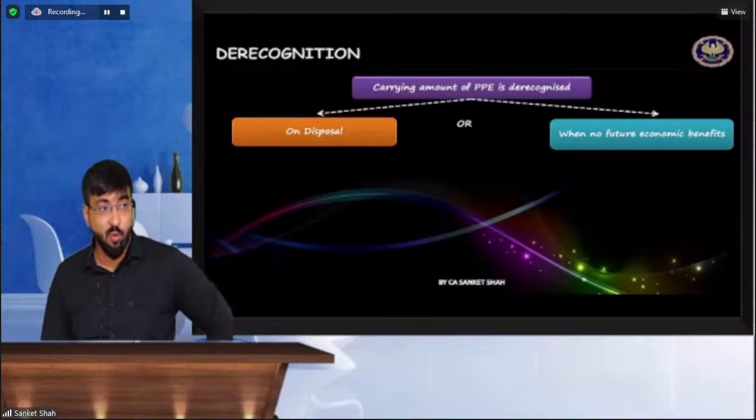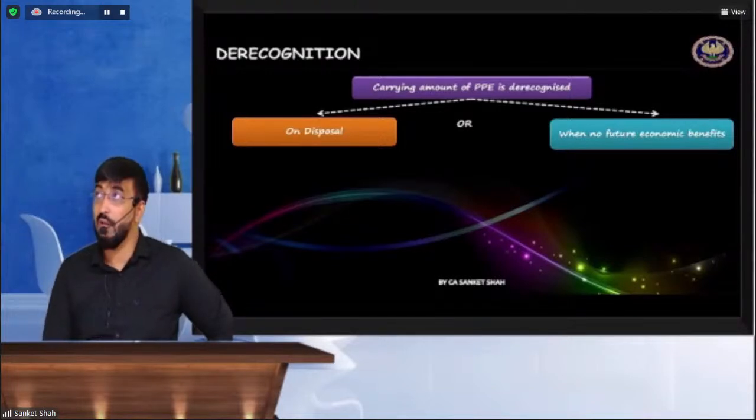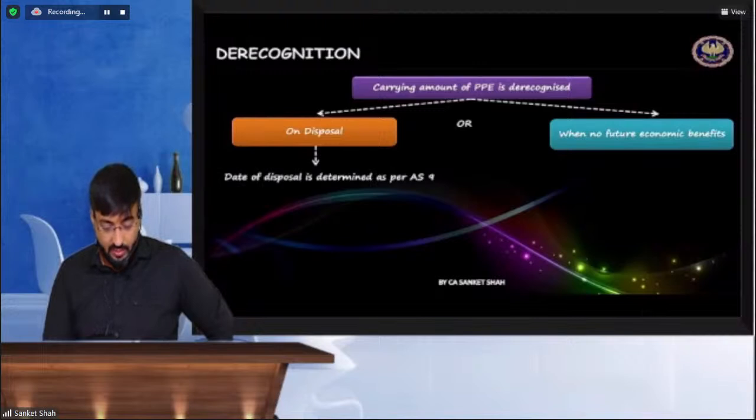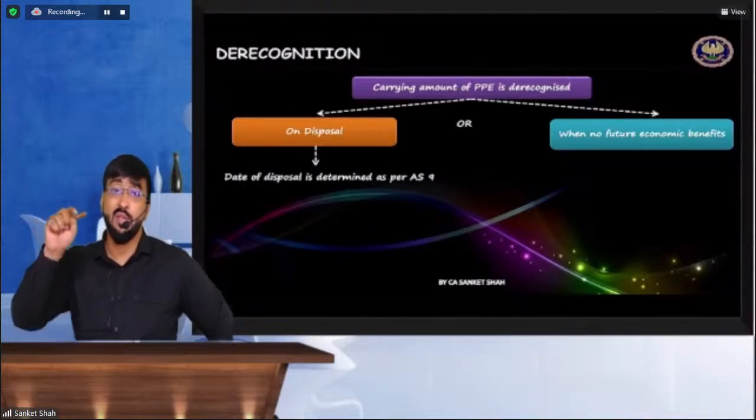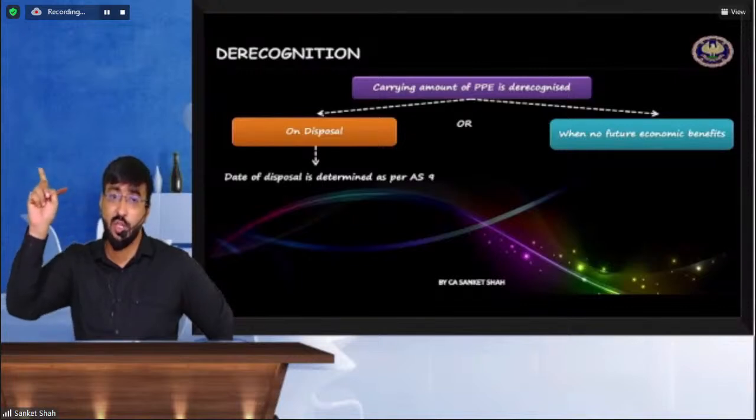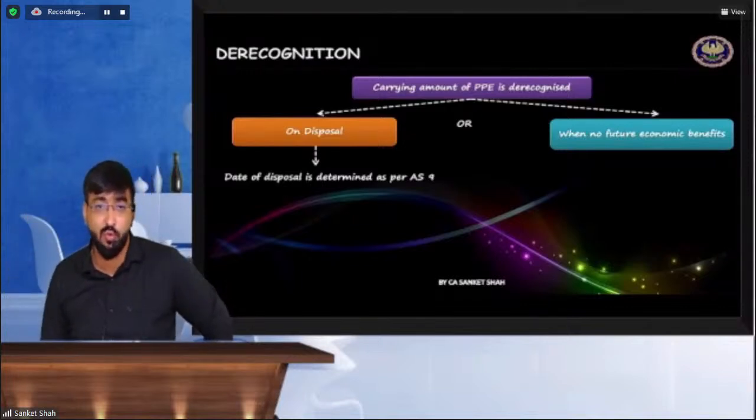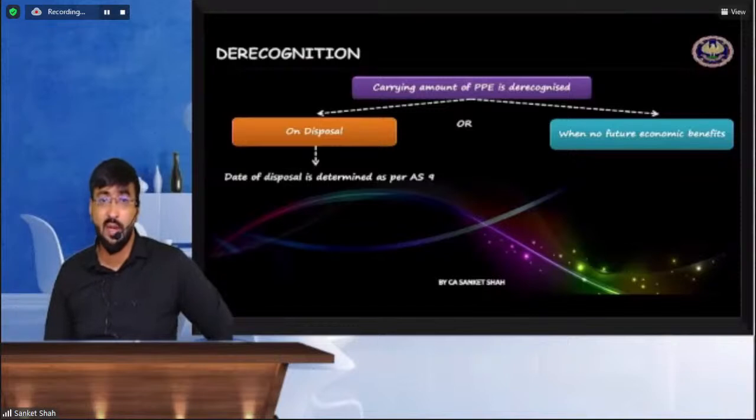So on disposal or when there is no future economic benefit, you are going to discard or derecognize your asset. On disposal, the date of disposal is determined as per AS 9. What is Accounting Standard 9? That is your revenue recognition. That will be covered by the second group faculty, so don't worry. On disposal, how to record that asset, profit or loss.